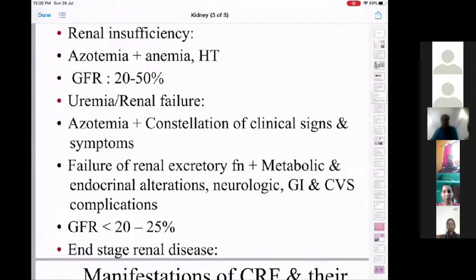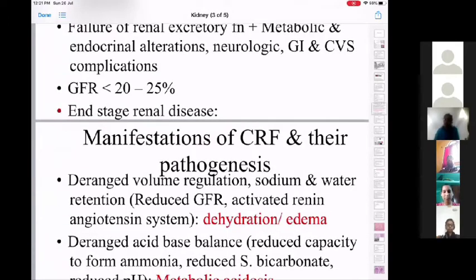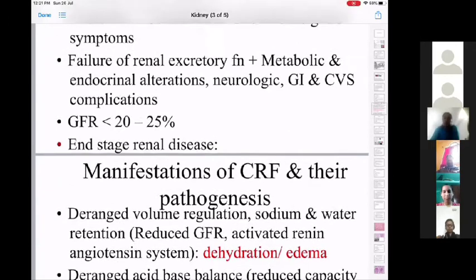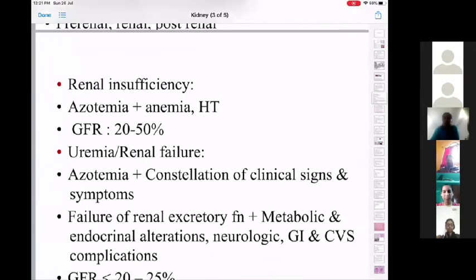And in the fourth stage, GFR is less than 20%. And in the fifth stage, end-stage renal disease, GFR is less than 15%, and the kidney is shrunken, and most of the function of the kidney is not working properly, and we will do kidney transplant after end-stage renal disease. So these are the 5 stages of chronic renal failure.